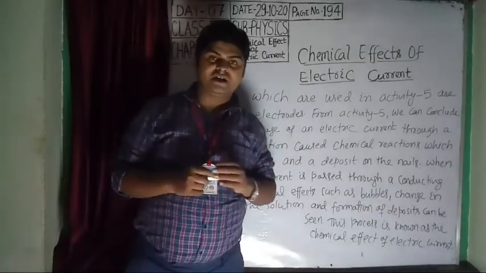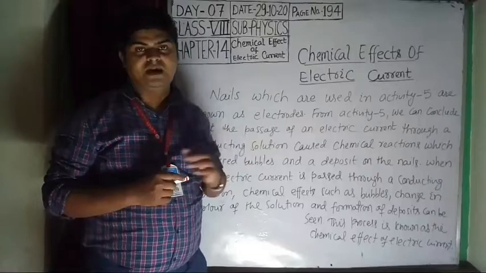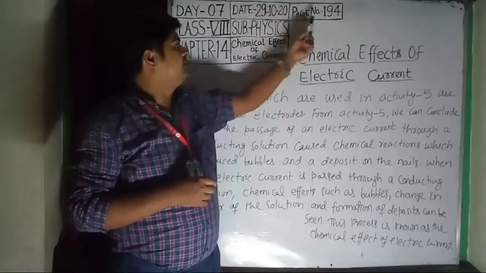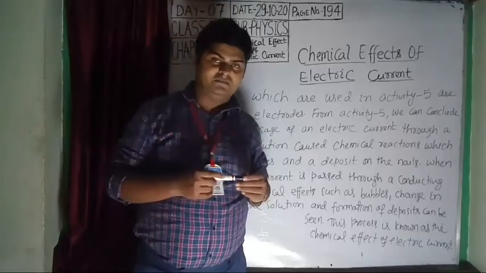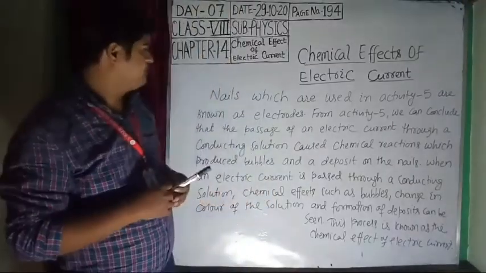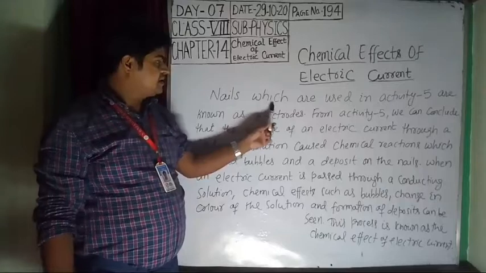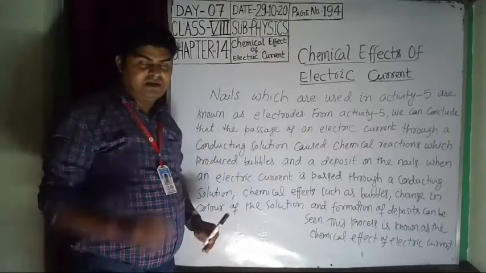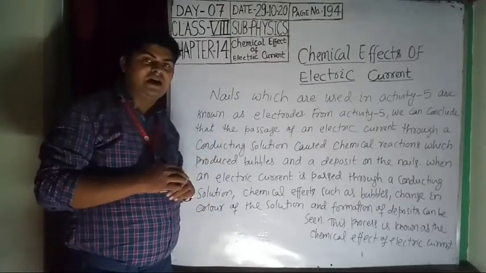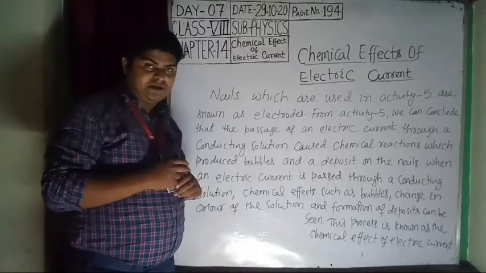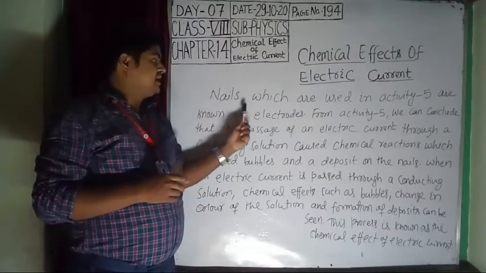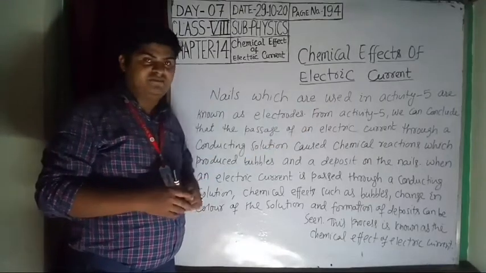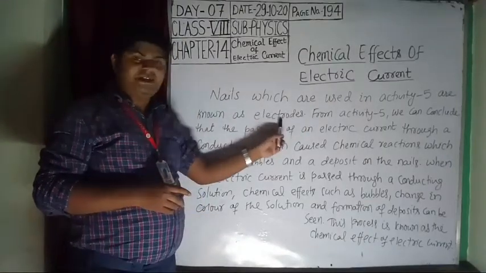So I kindly request all of you, please sit with pen and notebook and turn to page number 194, same page. See the paragraph after the activity. Nails which are used in activity 5: just remember, in activity 5 I have taken two nails, and these two nails are called electrodes.